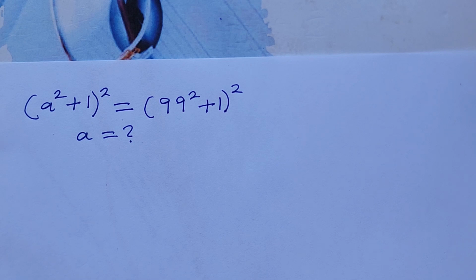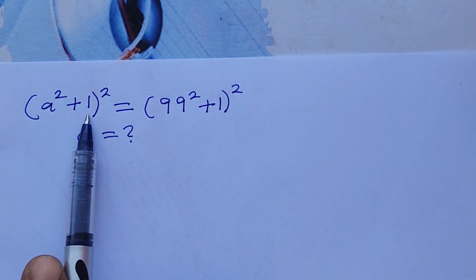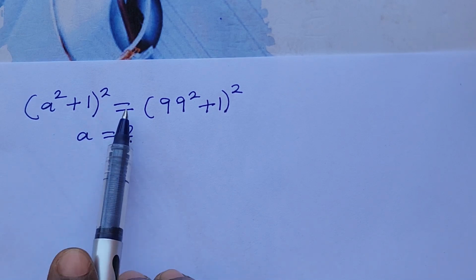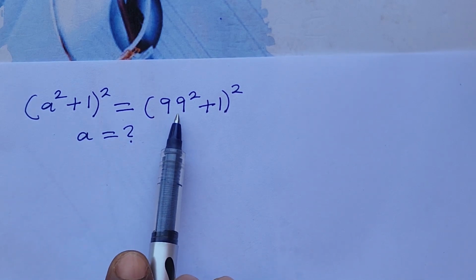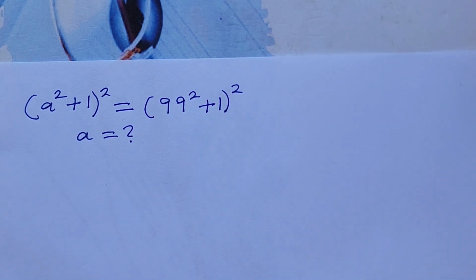Today we have a challenge. The question is (a^2 + 1)^2 = (1999^2 + 1)^2. Well, that would be all the four values of a.